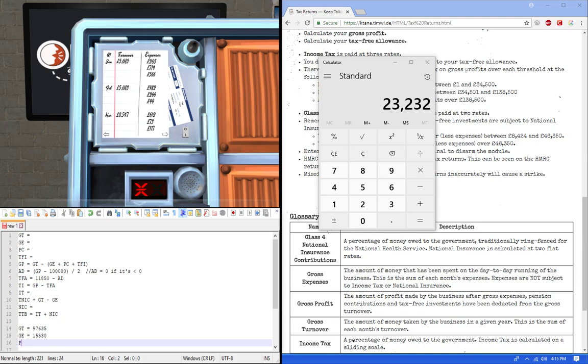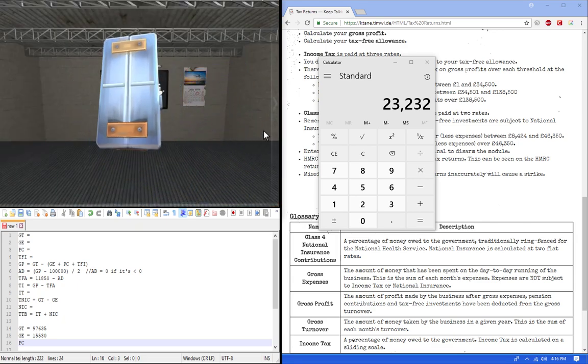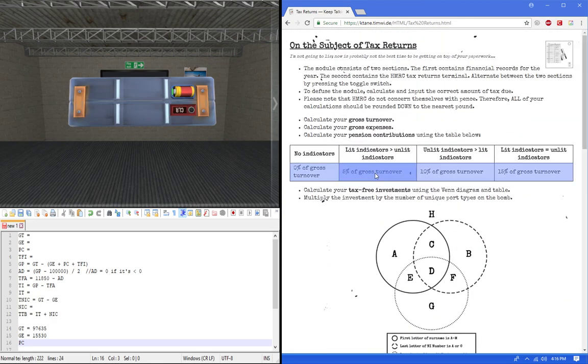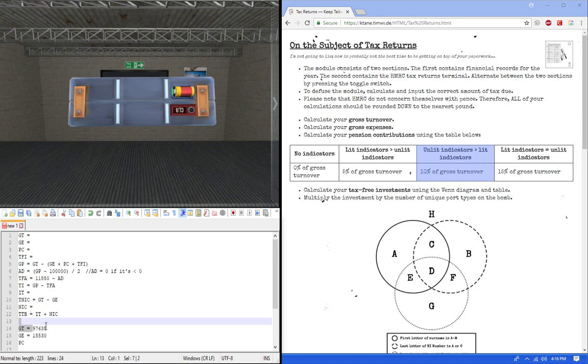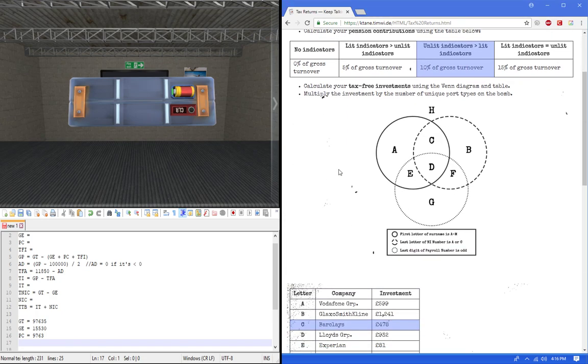So anyway, we're going to calculate our pension contribution. Let's look at our lit indicators. There's one unlit, one zero lit, so there's more unlit than lit, so we're going to take 10% of our gross turnover. So 10% is basically multiplying this by 0.1 or dividing it by 10. So all I have to do is take this and divide it by 10. 9,763 is our pension contribution. Then we're going to look at our tax-free investments.